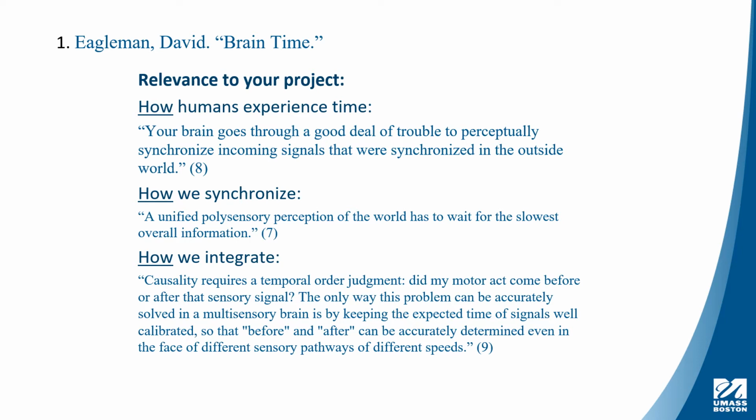Regarding how we synchronize, Eagleman claims, "A unified polysensory perception of the world has to wait for the slowest overall information." Page 7. In other words, our brain holds off on putting the information from the different senses together into a perception until the slowest information arrives.